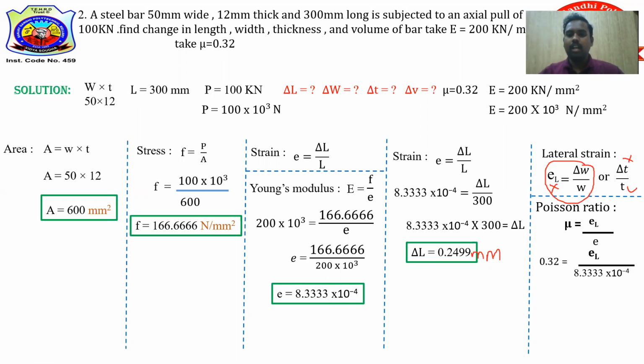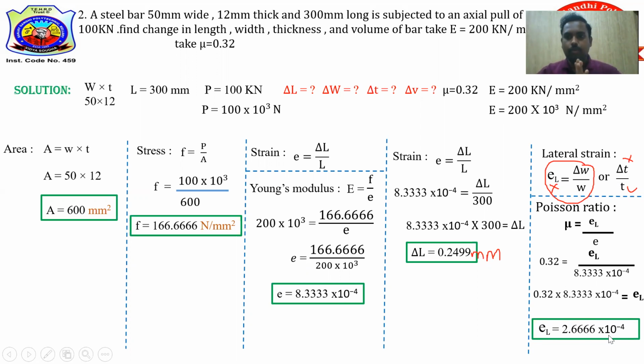On substitution, I'll get 0.32 equals EL divided by 8.3333 × 10 power minus 4. On cross multiplication, I'll get this equation. With the help of a calculator, I can go for the calculation. Finally, I'll get the lateral strain as EL equals 2.6666 × 10 power minus 4. So this is all about lateral strain. Students, I hope you have understood up to this slide. Now let's move on to the next set of calculation.